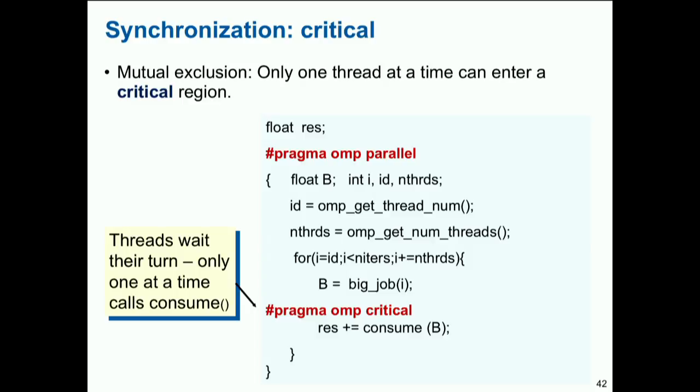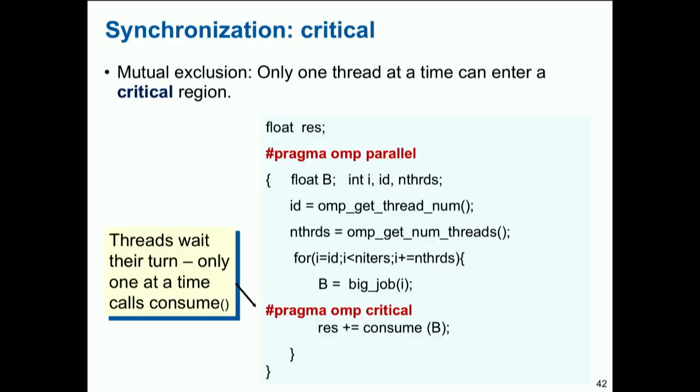You can think of critical as an easy way to achieve mutual exclusion, like the locks you've seen in pthreads half an hour ago. This is going to achieve the same thing. What critical will do is that only one thread will be active within that region at a given time. That doesn't mean that section will be executed only once.